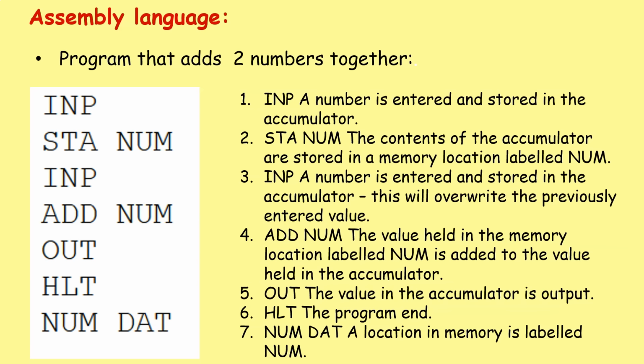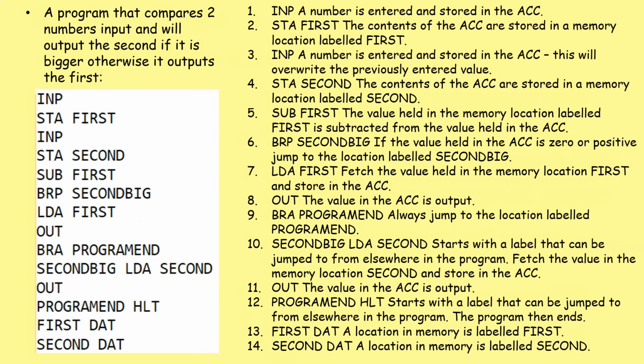And then line 7, we've declared that we're going to use a location in memory and we're going to label it as num. So these are kind of like our variables. We declare them though at the end of the program, not at the start like we usually do in high-level languages. So I'm going to be taking a memory location and I want to refer to it as num. So I'm going to declare that at the bottom of my program and then I can use it in the rest of my program.